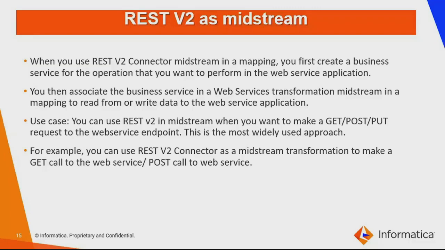Once the business service is created, by selecting the REST V2 connection that you had previously created and selecting the operation type, you can associate the business service in a web service transformation midstream in Mapping Designer. Based on this, you can read from or write data to the web service application. An example use case here would be to use REST V2 in midstream when you want to make a GET, POST, PUT request to the web service endpoint.